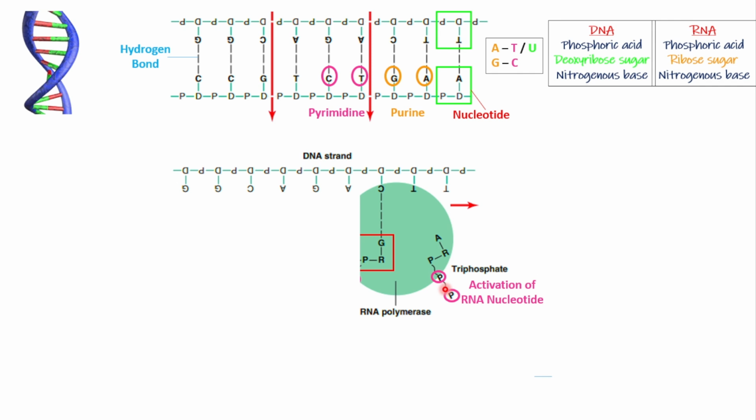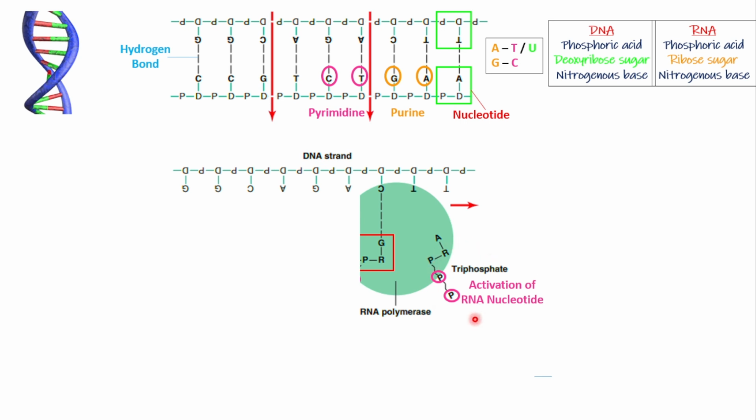And who will attach these high energy phosphate bonds to the RNA nucleotide? That is the enzyme RNA polymerase. Now this rounded green structure is the RNA polymerase. RNA polymerase will basically activate this RNA nucleotide by the addition of two high energy phosphate bonds.